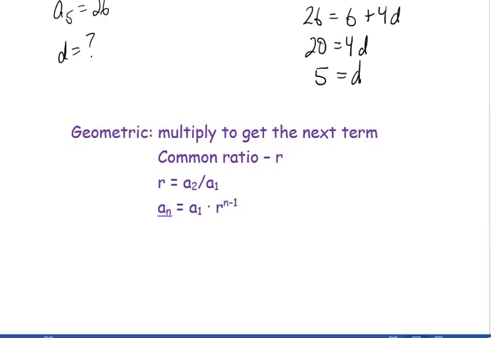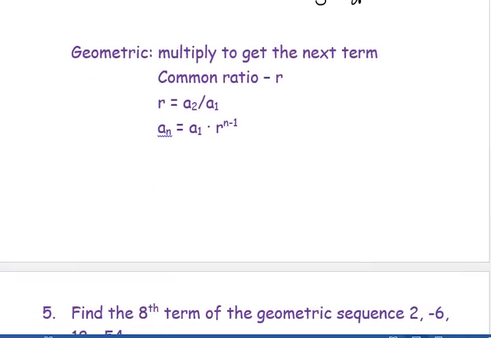Okay, now we're going to move on and talk about geometric sequences. Geometric sequences are when you're multiplying to get the next term. And then some people say, well, what about dividing? Dividing is actually just multiplying by a fraction. So we can lump it all into geometric because it's all actually multiplying. When you are multiplying, that common ratio r is what you're multiplying by. If you can't figure out what they're multiplying by, then take the second term and put it over the first term and reduce, and that should give you your r.